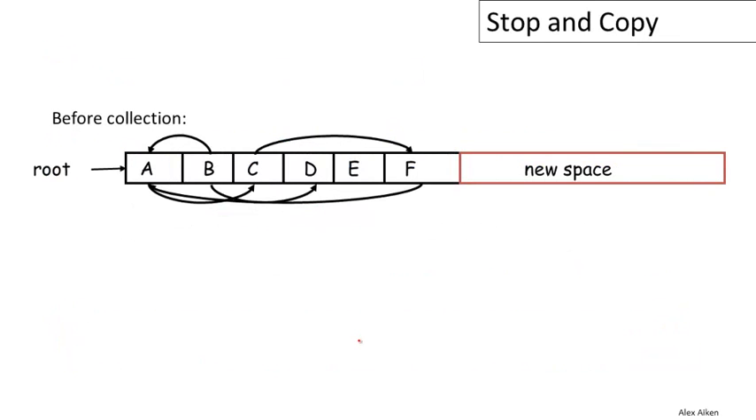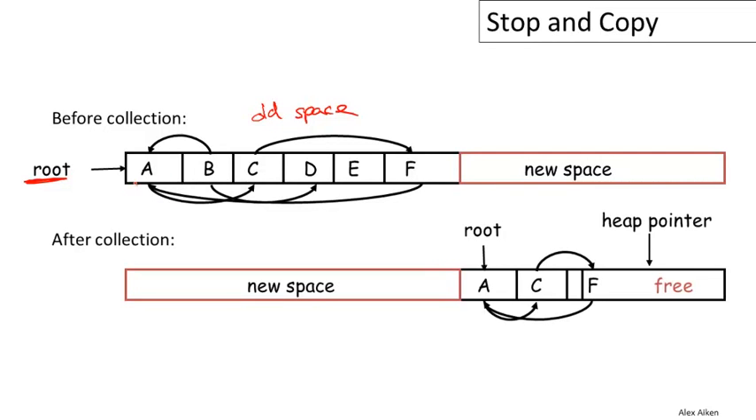So let's take a look at a quick example here just to get the idea of how this works. Let's say we have our old space over here. This is the old space. And we have one root, which is this object A. And so what are we going to do? Well, we're going to make a copy of all the objects reachable from A, and we're going to move them over to the new space. And what's that going to look like? Well, here it is afterwards, but let's trace it out.